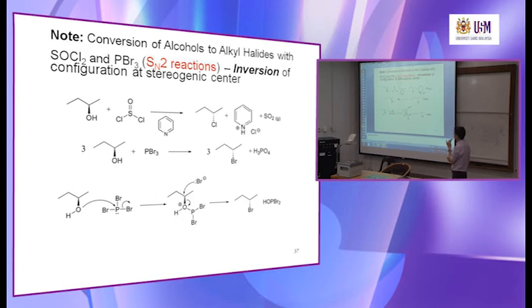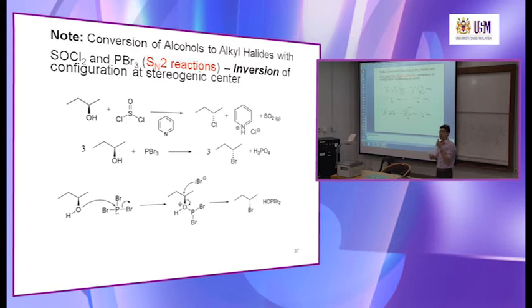Okay, and for the same case as well, if you have a hydroxyl group pointing out, of course you need three because there are three Br here. Okay, then you will get the inversion product. Clear? This is chapter number 7, SN2 reaction. I just want to add this into the notes, so when you study, you remember this.